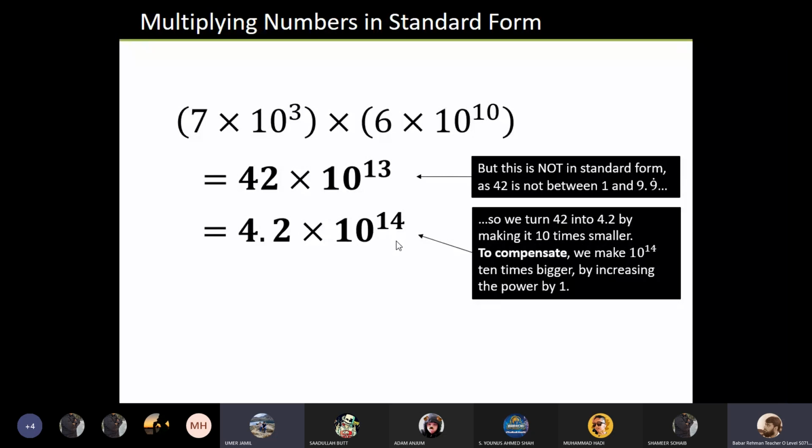Any questions? Should we move to the next slide? Any question? Excuse me, sir. Yes. Sir, how did 4.2 come? Yes, Umar Jamil. 4.2 comes because 42 is not a standard form. It is not between 1 and 9.9. So we have to convert it into decimal form. That's why it will become 4.2. Okay, thank you.